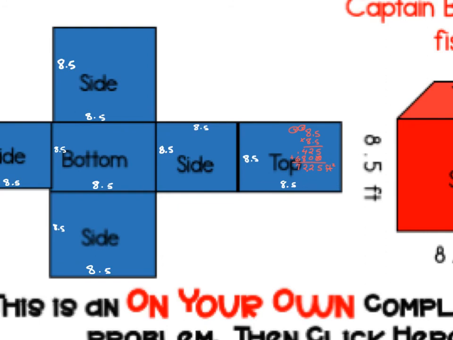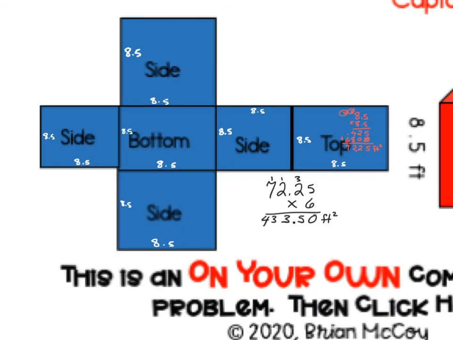Perfect. So that means all I have to do now is take this 72.25 and multiply it by 6. And voila, my friends, I did the math right here. 72.25 times 6. 6 times 5 is 30. Drop your 0, carry your 3. 6 times 2 is 12. Plus 3 is going to give you 15. Drop your 5, carry your 1. 6 times 2 is 12. Plus 1 is 13. Drop your 3, carry your 1. 6 times 7 is 42. Plus 1 is 43. Drop the 43.